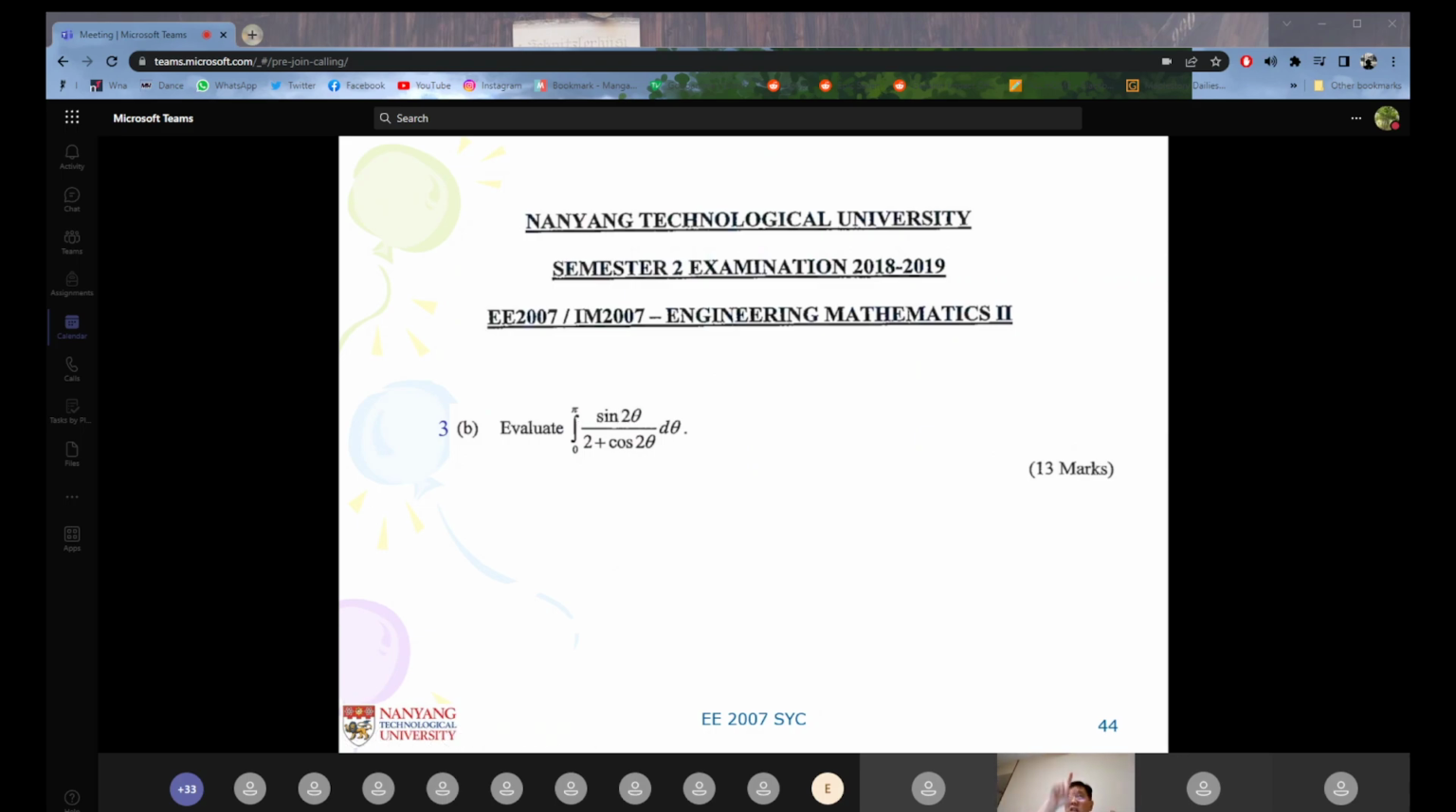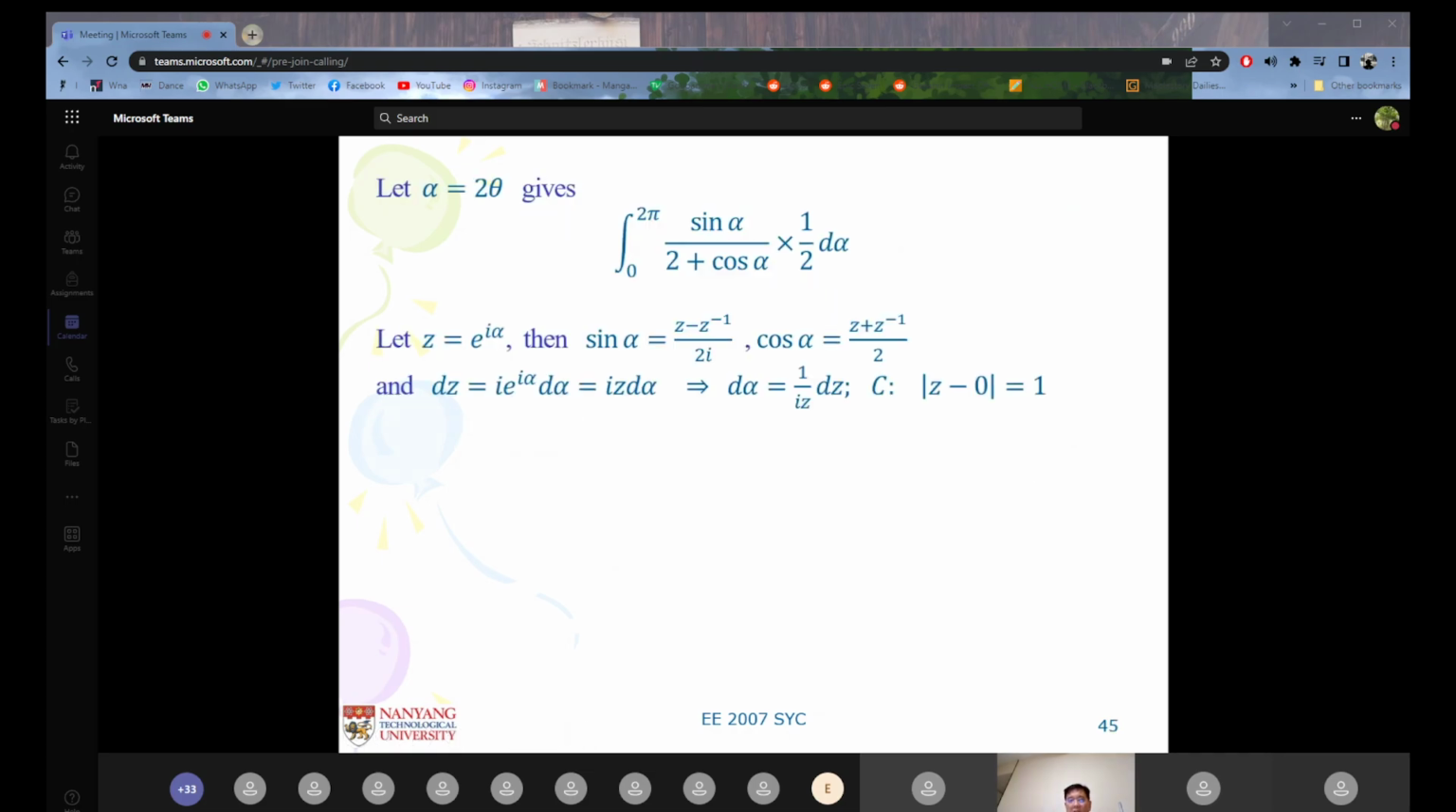So I would have this integration from 0 to 2 pi. All I need to do is change a variable. I define alpha to be 2 theta. Then the integration will change in terms of integration with respect to alpha, instead of 2 theta I have alpha here. So theta goes from 0 to pi, alpha goes from 0 to 2 pi. Then d alpha equals 2 d theta, so that implies d theta is equal to half of d alpha, right? I need to replace the d theta by this.